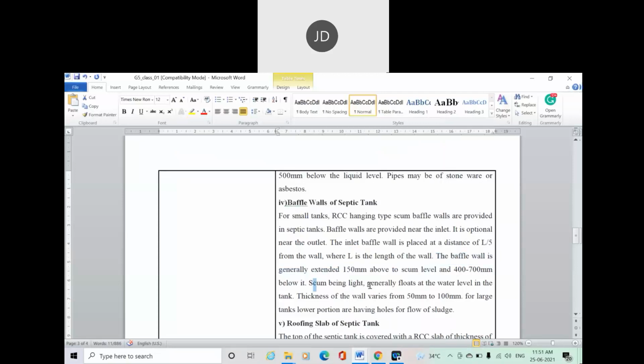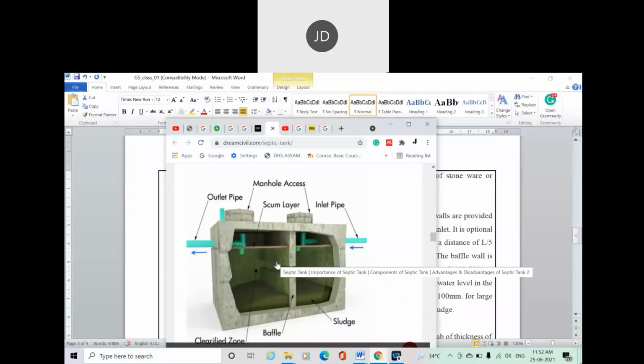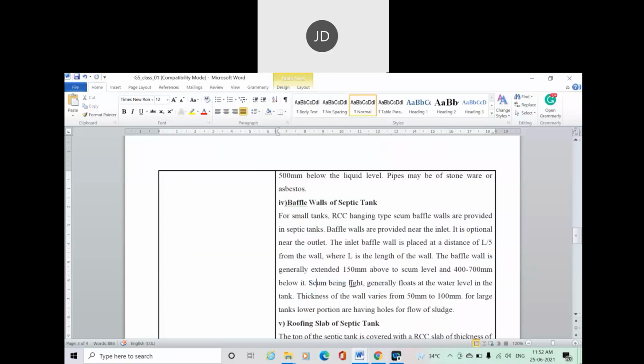Scum being light generally floats at the water level. I already discussed the scum layer. Scum is basically the lighter waste matter. Whatever heavy suspended matter is present in the waste, heavier than water, settles at the bottom as sludge. The lighter matter goes to the top layer and produces scum, and they create this scum layer. The scum, being light, generally floats at the water level in the tank.